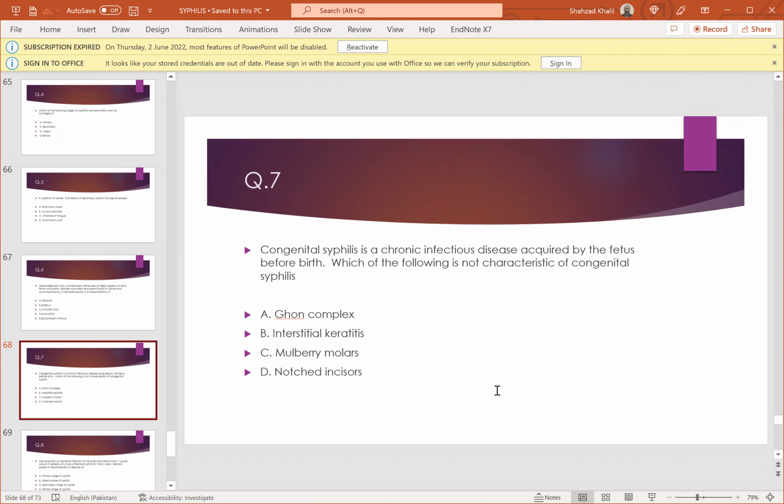Congenital syphilis is a chronic infectious disease acquired by the fetus before birth. Which of the following is not characteristic of congenital syphilis: Ghon's complex, interstitial keratitis, mulberry molars, or Hutchinson incisors? A is correct. Ghon's complex is not a feature, because there is the Hutchinson triad, which includes different features. Ghon's complex is present in TB, so it's not a feature of this disease.